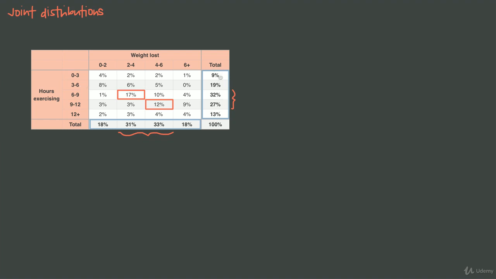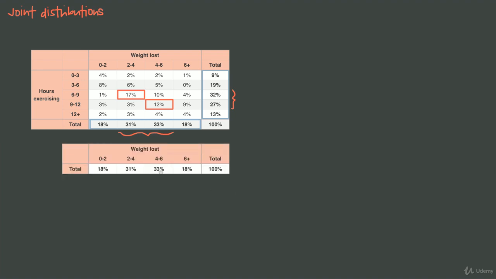This distribution completely ignores the breakup by weight lost. It only gives us the totals for hours spent exercising. So those are our marginal distributions. And that's what we had before when we looked specifically at those total tables. This total table was the marginal distribution for weight lost. And notice that it doesn't give us any information at all about hours spent exercising.